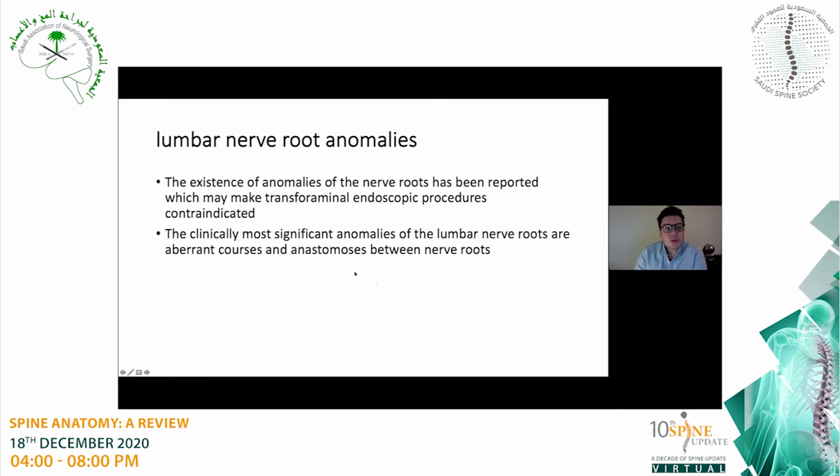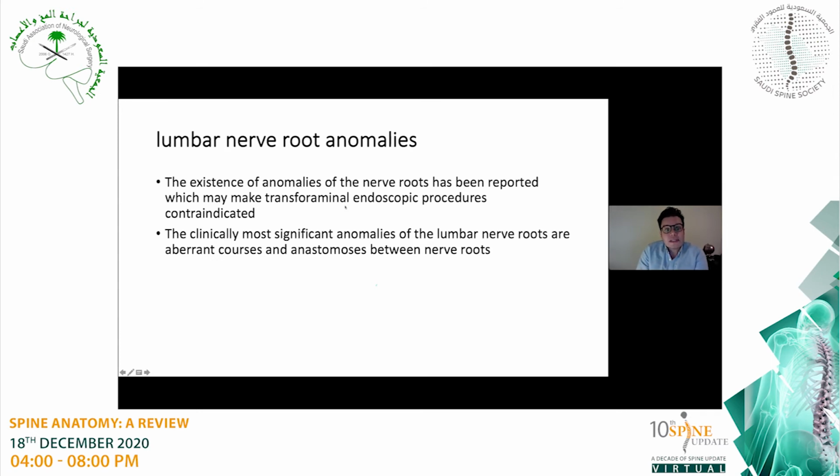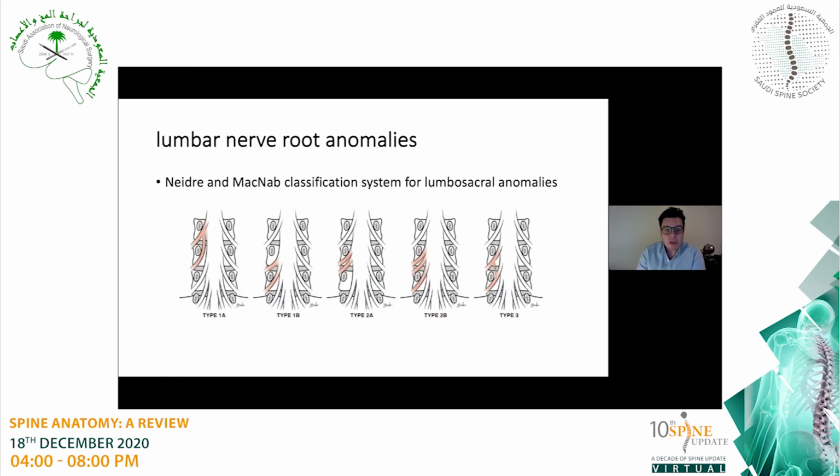And we can do our surgeries. There are anomalies in the nerves exiting from the foramen, and these anomalies should be identified, hopefully before surgery, by careful examination of the MRI and CT scan of the foramen. The existence of these anomalies has been reported, and they may make the transforaminal endoscopic procedure contraindicated. The clinically most significant anomalies of the lumbar nerve roots are aberrant courses and anastomoses between the nerves.